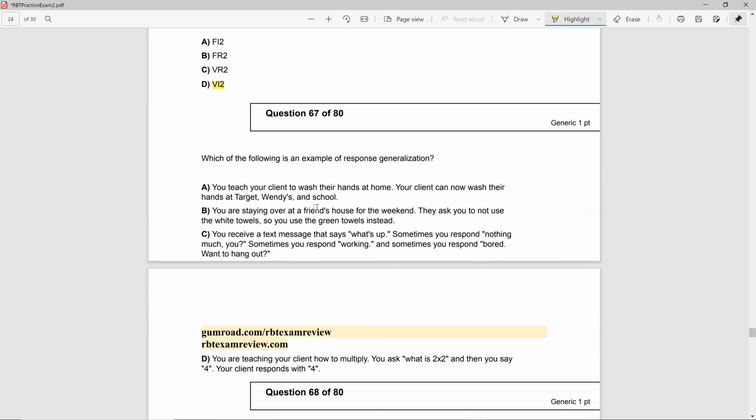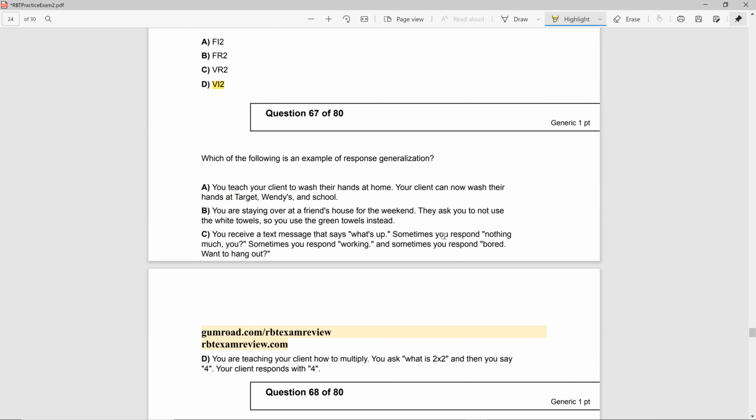So let's see. A, you teach your client to wash their hands at home. Your client can now wash their hands at Target, Wendy's, and school. All right, so do we have one response or multiple responses? We have one response, which is washing their hands. Do we have multiple stimuli or one stimulus? We have multiple stimuli. We have Target, Wendy's, and school. And therefore, we have one response across multiple stimuli. That's stimulus generalization. So A is out.